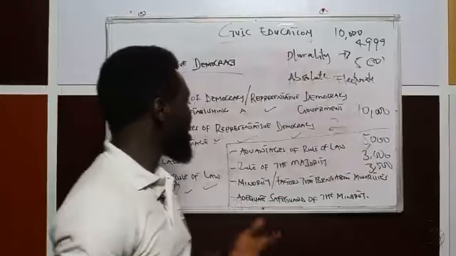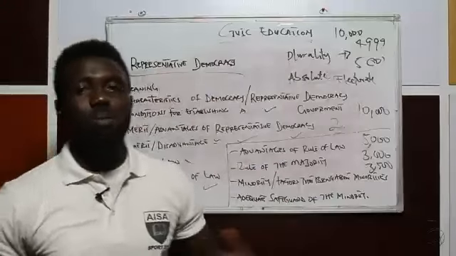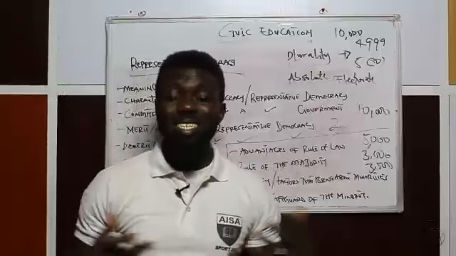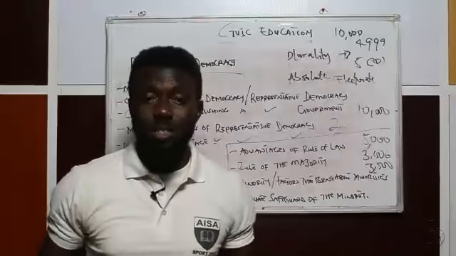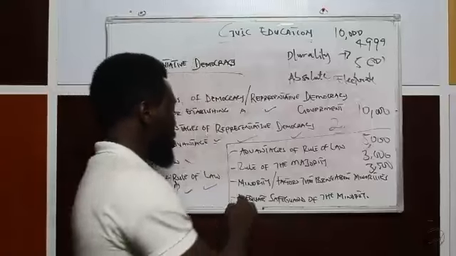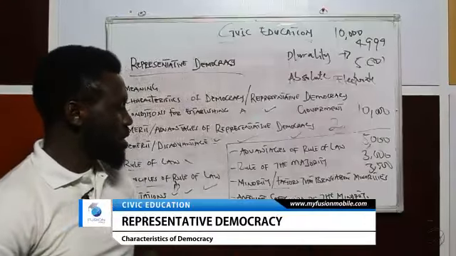So basically that is the rule of majority when it comes to representative democracy. The majority plays a big role because they determine who emerges as the winner. So now let's look at minority and the factors that bring about minority. So what is minority basically?